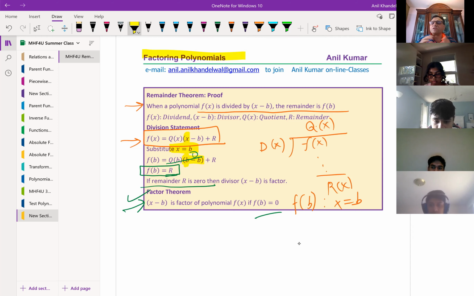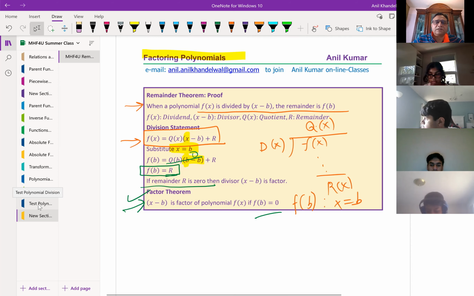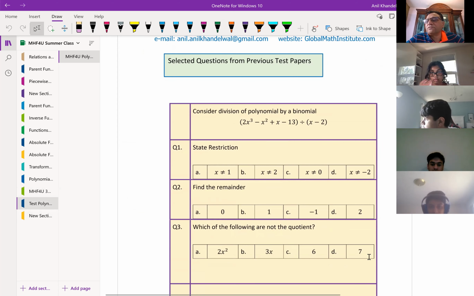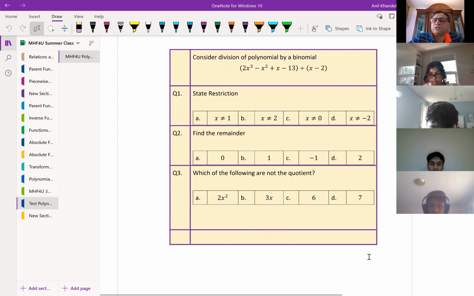Correct. So we have learned about polynomials, their division, two different methods, long division and synthetic division. We know the division statement, we know the remainder theorem, we know the factor theorem. Now with that, let's go through some questions which I have taken as a test or a quiz for you. These are actually questions from previous test papers, very important. We'll begin with very simple questions, and then we'll get into some really complicated thinking questions. I will also like you to share with me the questions from your book whenever you feel like. And in case any doubt is there, ask me immediately, okay?